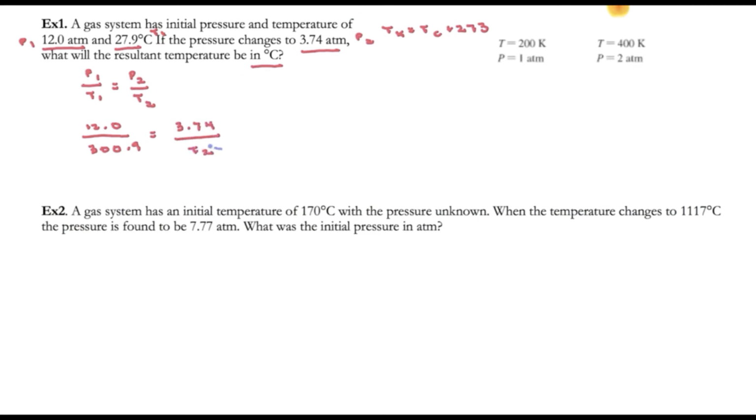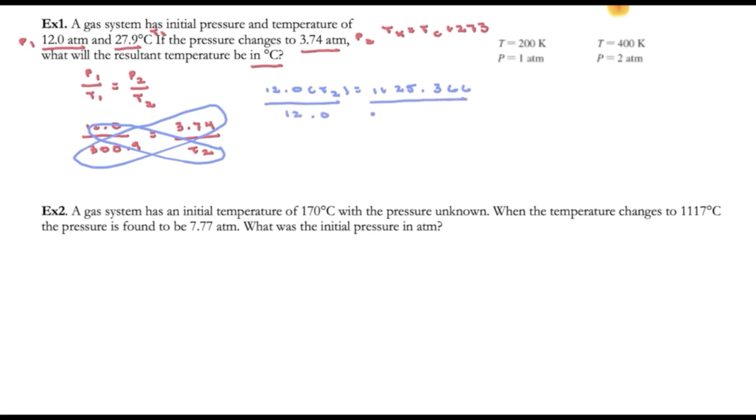Okay, so I'm going to cross multiply. So what this gives me, I have 12.0 times my T2, and that equals 300.9 times 3.74. And that is unrounded 1,125.366. Now I'm going to take 12.0 and divide both sides by that value to get T2 all by itself.